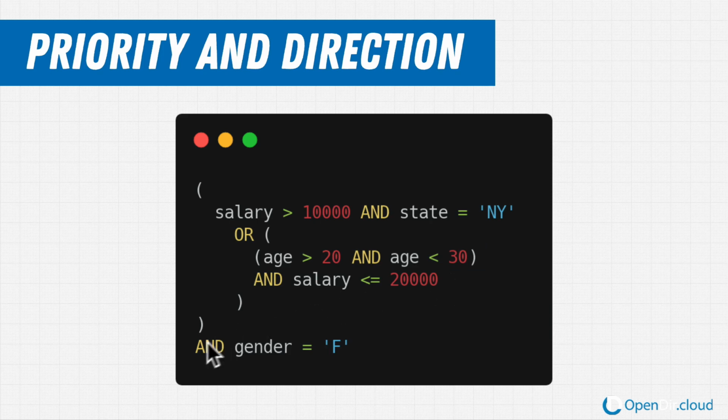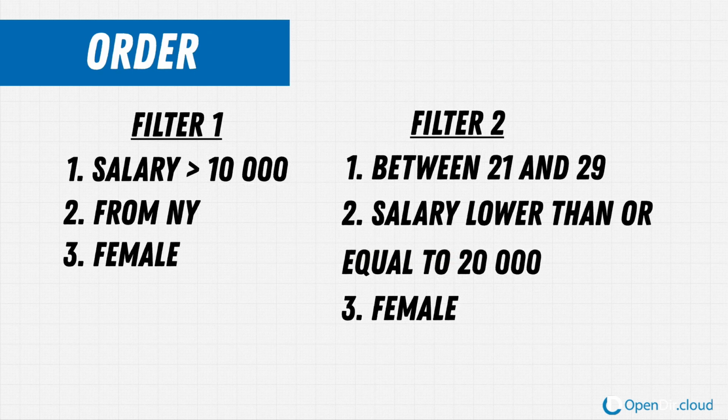And then we tack on at the end and we say, well, they also have to be female. Anything from this result set also has to be female. So we're looking for all of the females that have a salary of over 10,000 from the state of New York, or are between the ages of 21 and 29 and have a salary of lower than or equal to 20,000. So how does this work in terms of a filter?